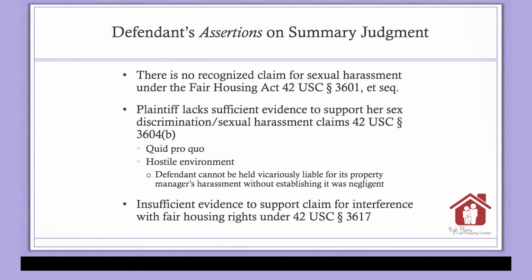Those were the claims. Defendant brought a motion for summary judgment, as I said, and asserted there is no recognized claim for sexual harassment. It doesn't say harassment anywhere in the statute. And in addition, the defendant claimed that these facts were not sufficient to support a claim for sex discrimination or sexual harassment under subsection B as either quid pro quo or hostile environment. And furthermore, embedded in this motion for summary judgment, the defendant said, we can't be held vicariously liable for this bad conduct, even if it was bad, the bad conduct of our property manager's harassment.